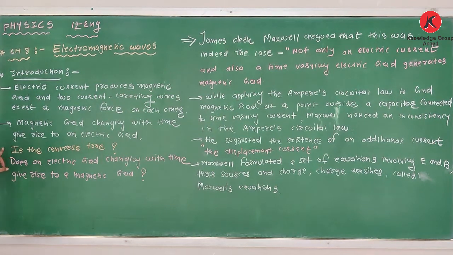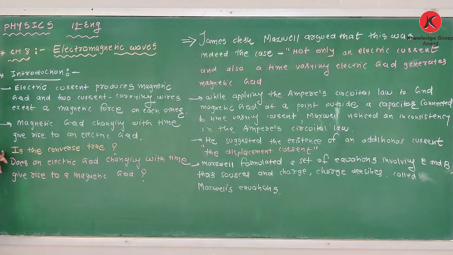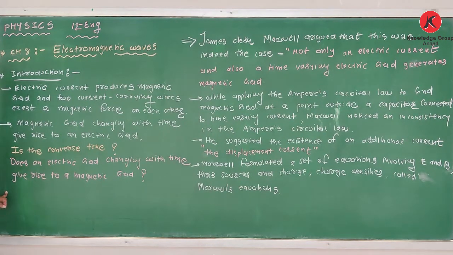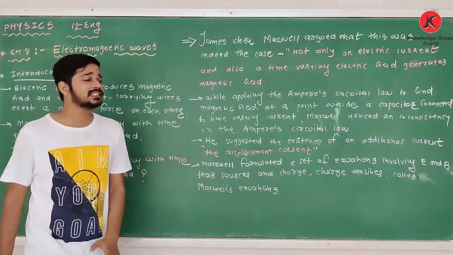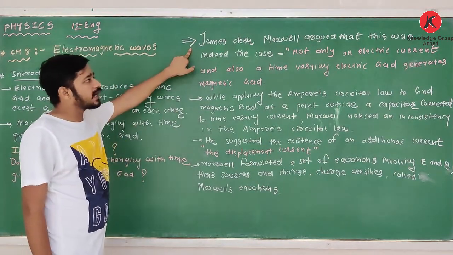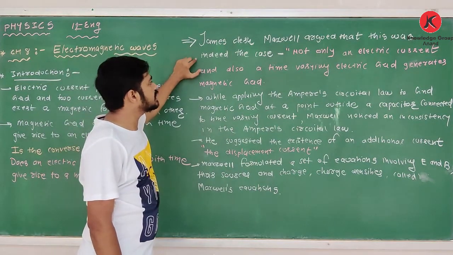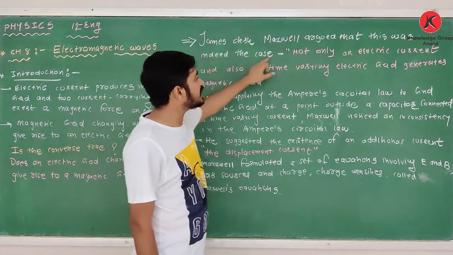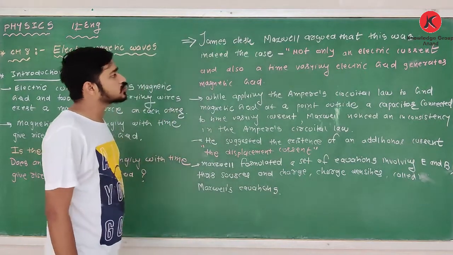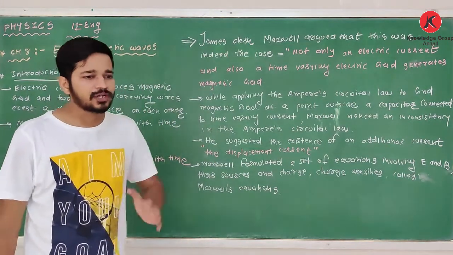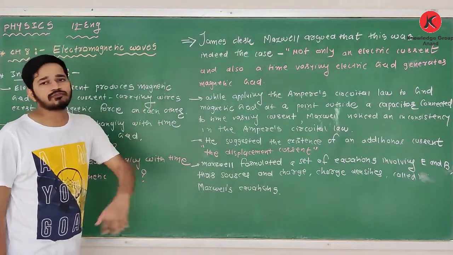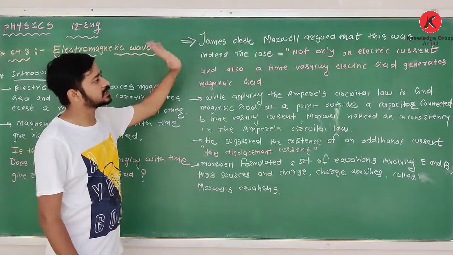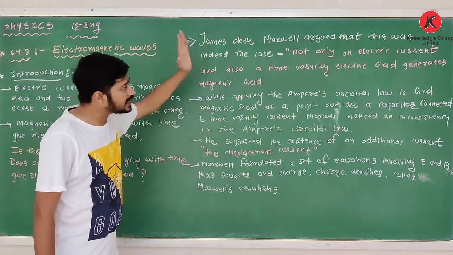Then the question is, is the converse true? Does an electric field changing with time give rise to a magnetic field? That is one question, and we have its answer. James Clerk Maxwell argued that this was indeed the case. Not only an electric current, but also a time varying electric field generates a magnetic field. Maxwell suggested that it is possible.